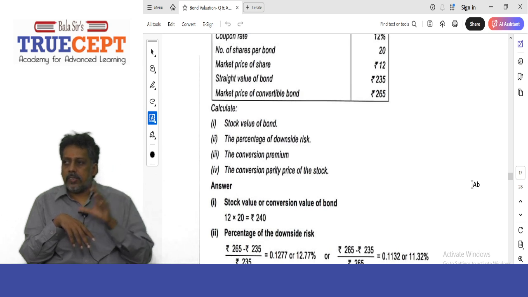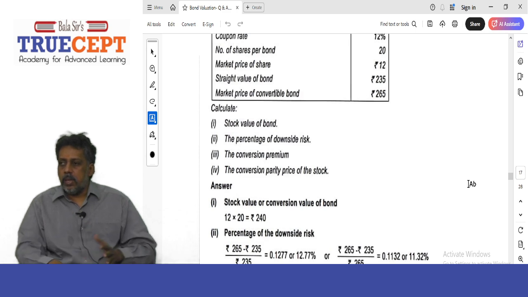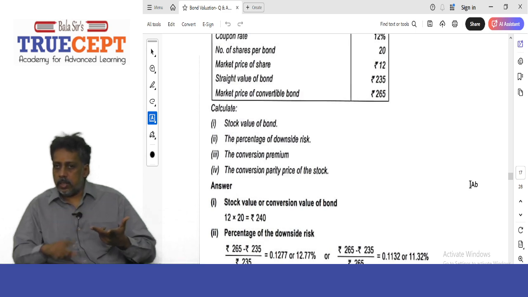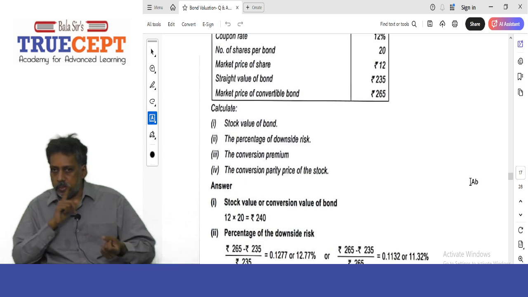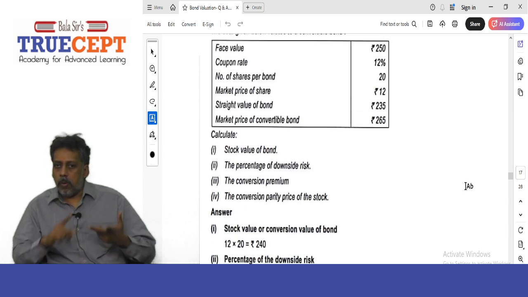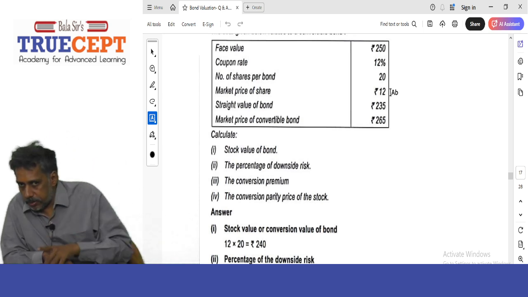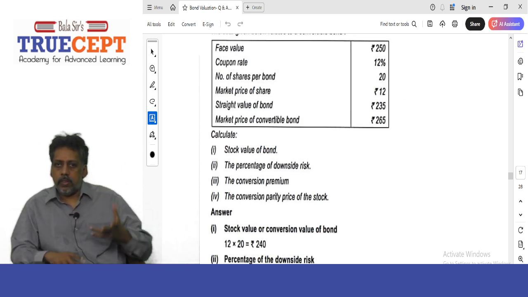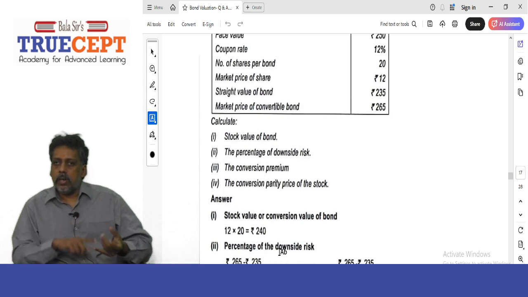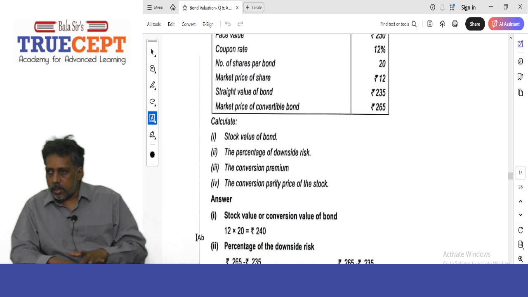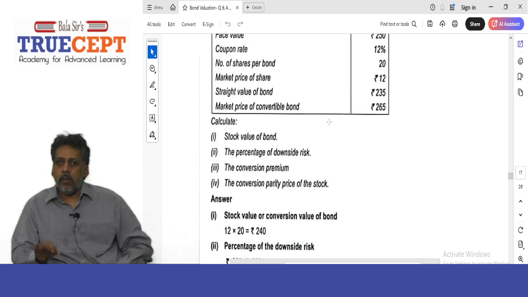Now first question is calculate the conversion or stock value of the bond, right? Yes, sir. Nothing but you take the conversion ratio, which is 20 shares. That is, every bond can be converted into 20 shares. And the shares are trading at rupees 12 in the market. Now what is rupees 12 into 20? 240. 240 is called the stock or the conversion value of the bond. First question answered. Yes, sir.